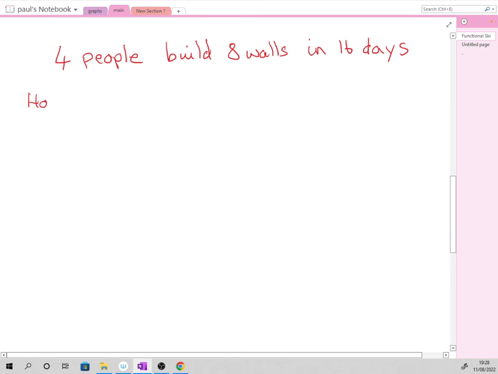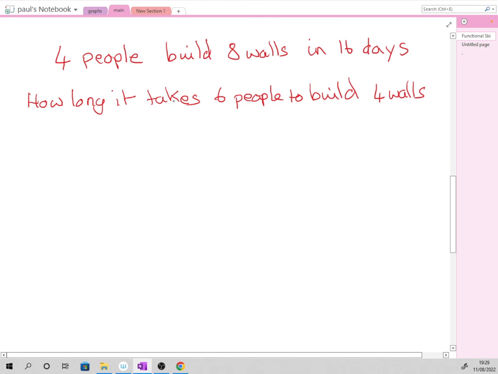So we want to find out how long it takes 6 people to build, I don't know which we build, we build 4 walls. Okay, right. Now this is a double-edged question, because we have got 3 parts to the question. We've got the people, the walls, and the number of days.